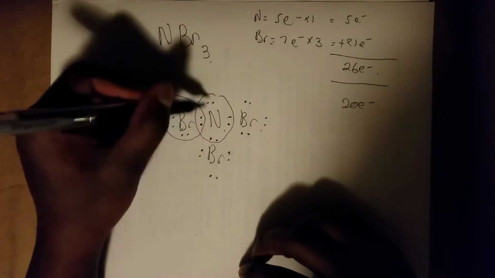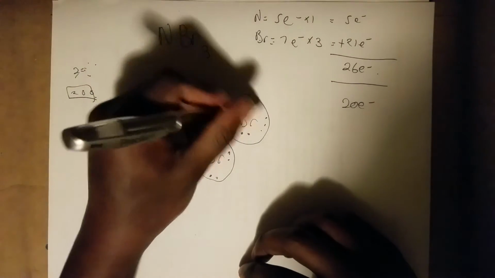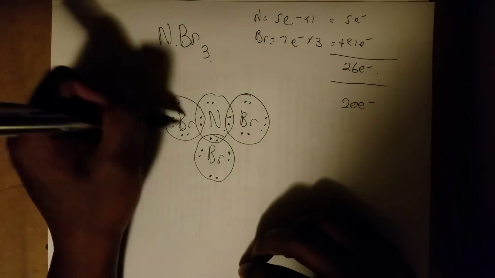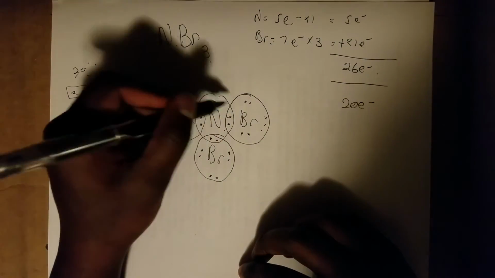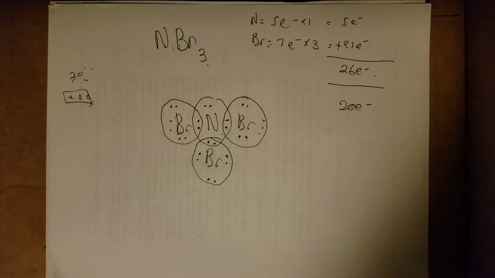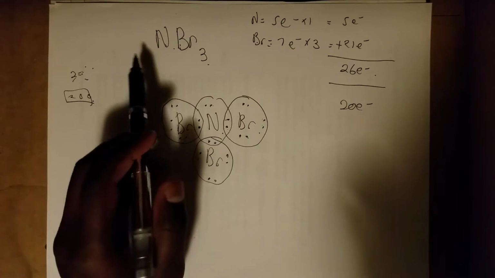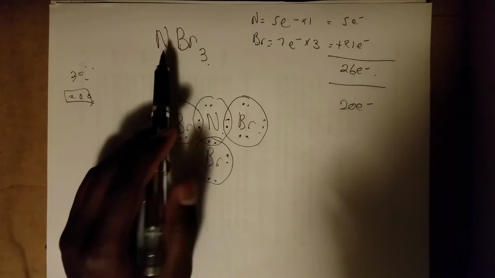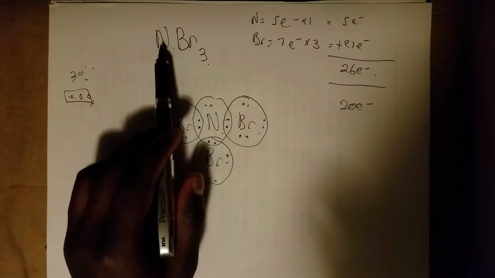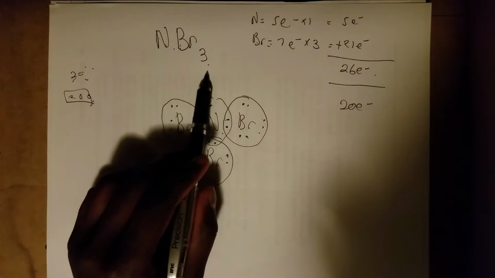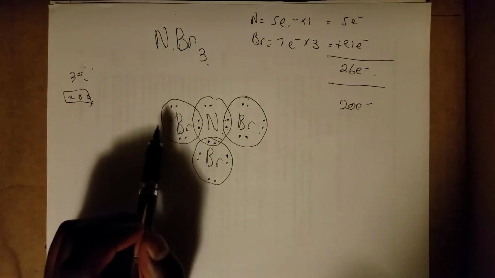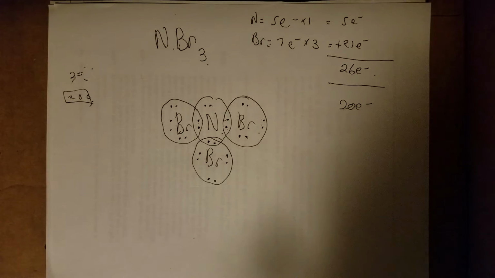Let's see. 1, 2, 3, 4, 5, 6, 7, 8 for nitrogen. 1, 2, 3, 4, 5, 6, 7, 8 for each bromide. And that's it. That's a covalent bond for nitrogen bromide. So you see what's going on there? In covalent bonds, the electrons come together in such a way that they all share, and you get nitrogen bromide 3. This is 3 bromides bonding with 1 nitrogen in a stable configuration, where all share to form a stable configuration.